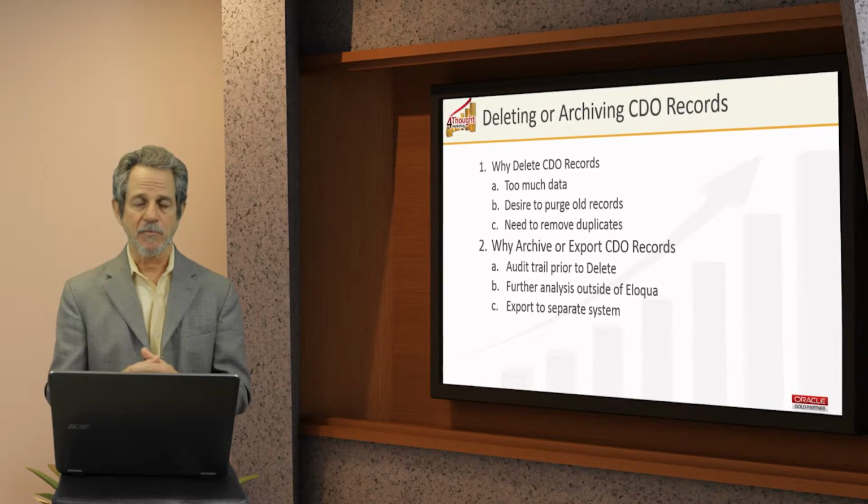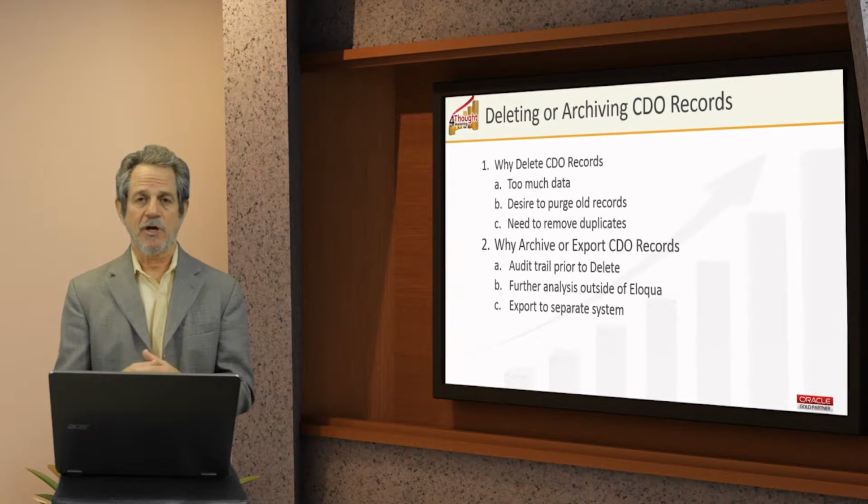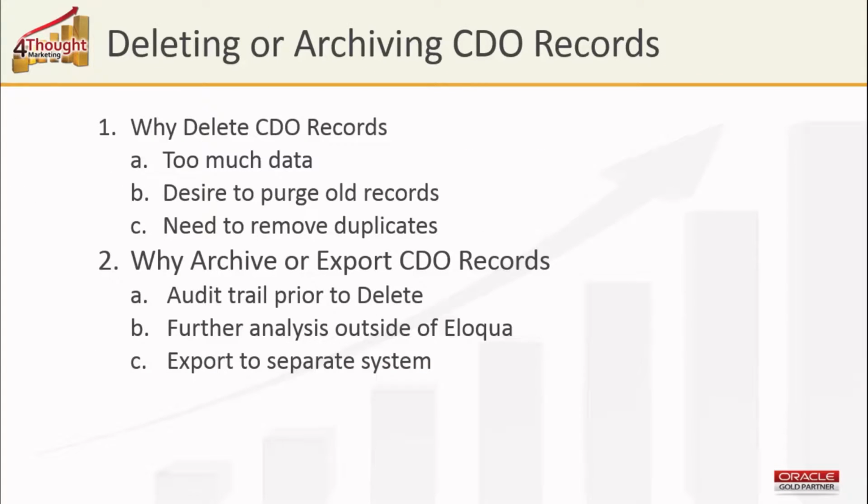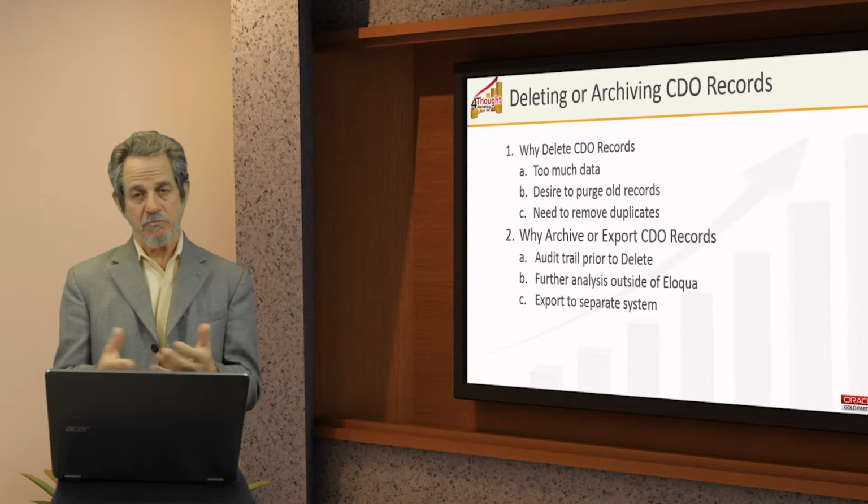Why would you want to delete them? Well, one is you just have too much. It's very difficult inside of Eloqua to manipulate millions of CDO records. So you might just want to reduce the number of records that you've got in your system. There may be a desire to purge old records. As information gets outdated, you just want to remove older records. Or possibly you have duplicates and you need a process to go in and remove duplicates. That's the reason to delete them.